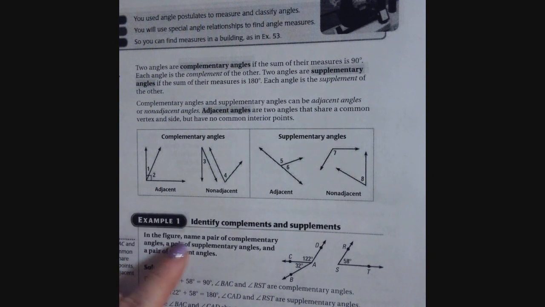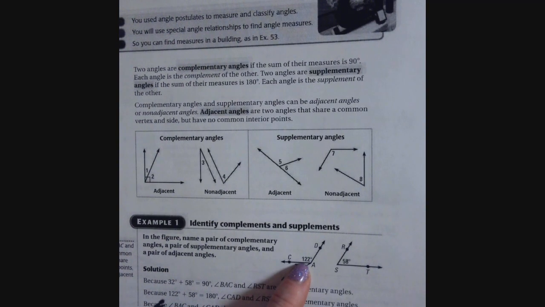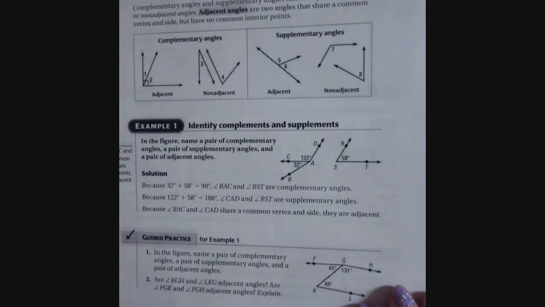Now a pair of supplementary angles, that means they add up to 180. So 122 and 58 do add up to 180. So a pair of supplementary angles would be angle DAC, or you can call it angle CAD, it doesn't matter. So that angle plus this angle, RST or TSR, well, RST, you want to do it in alphabet. So RST and CAD.